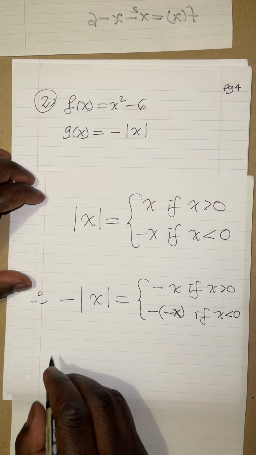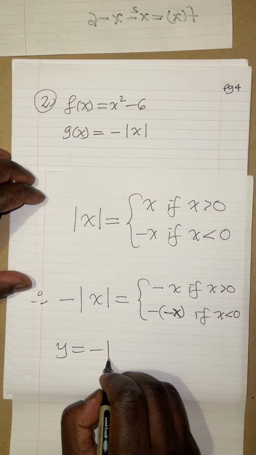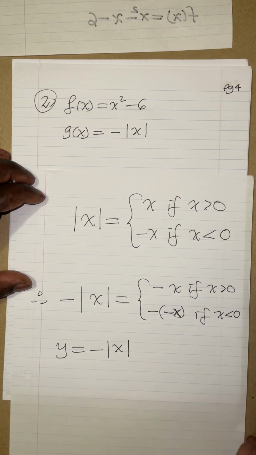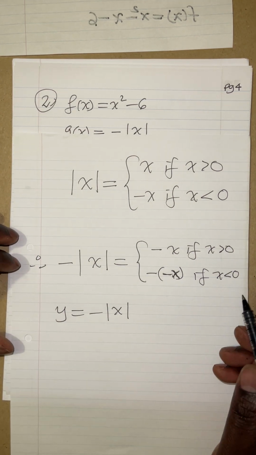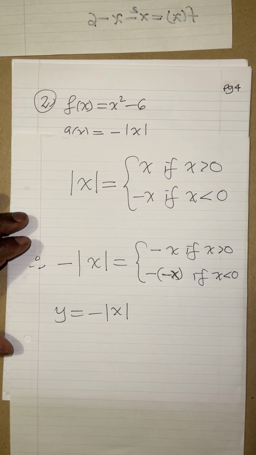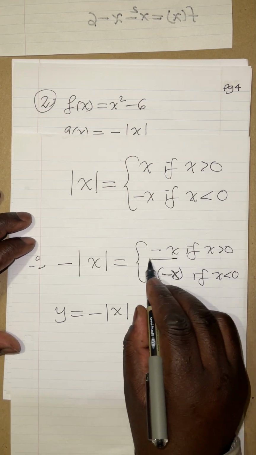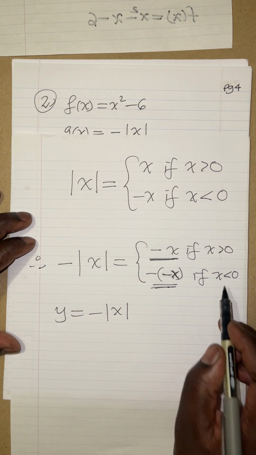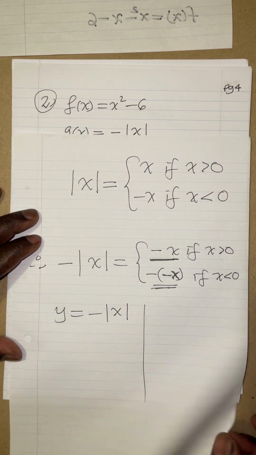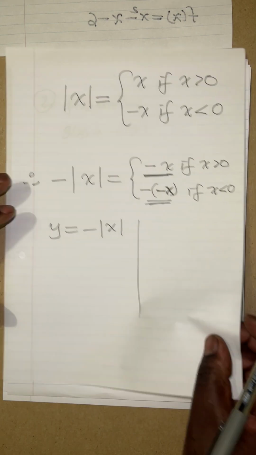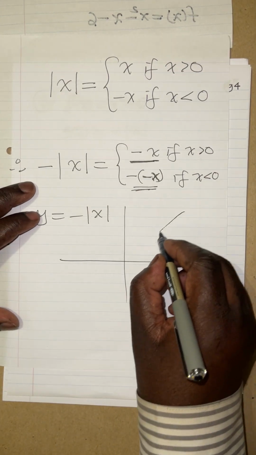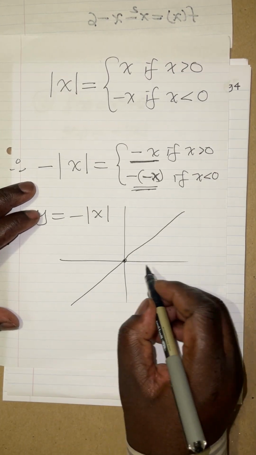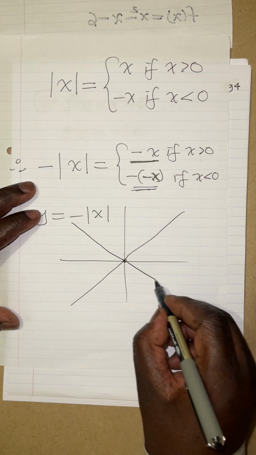So basically, if I have a function y equals minus absolute value of x, that function will have two expressions. One expression will be y equals minus x, and the other will be y equals x for x less than 0. So let's remind each other that the line y equals x is this one, and the line y equals minus x is this one here.